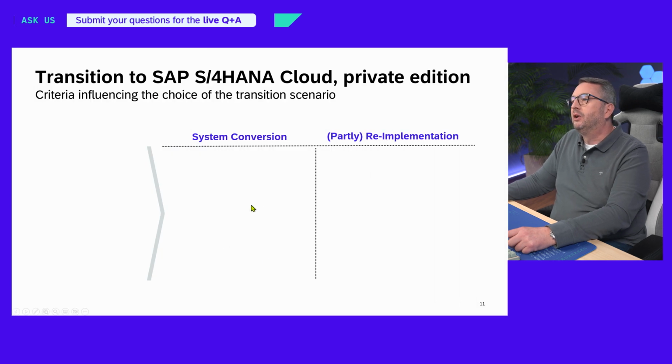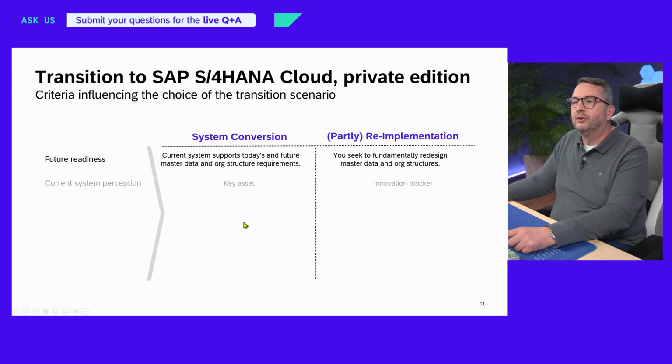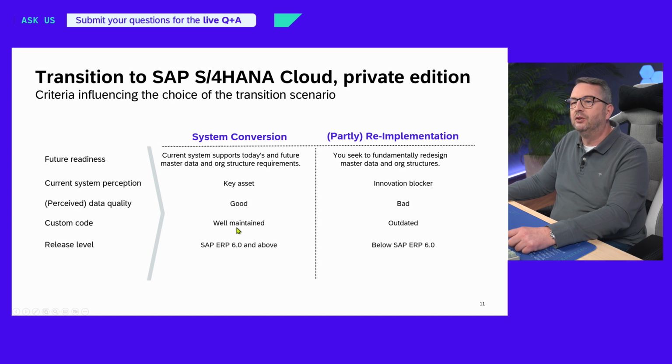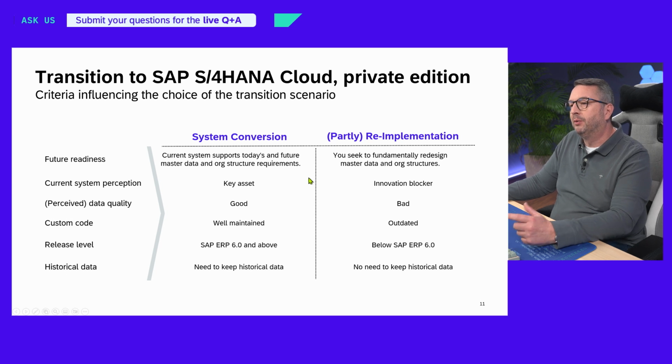So for the transition to SAP S/4HANA Cloud Private Edition, there are some criteria influencing the choice of your transition scenarios, which you can see here. The future readiness of your business process: whether your current system supports your daily business and the future business you have envisioned, or whether you fundamentally need to redesign your master data and your org structures. So it means whether you perceive your system as a key asset or as an information blocker. Data quality plays a role, the way you want to use or need to continue to use custom code, some technical restrictions, and of course the need for keeping historical data or not.